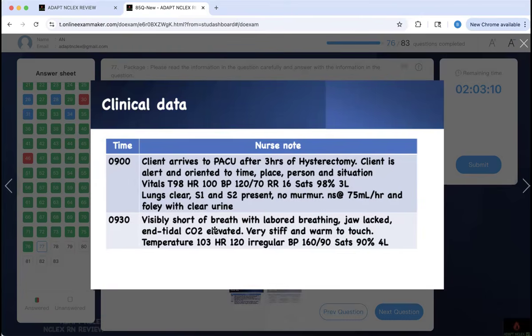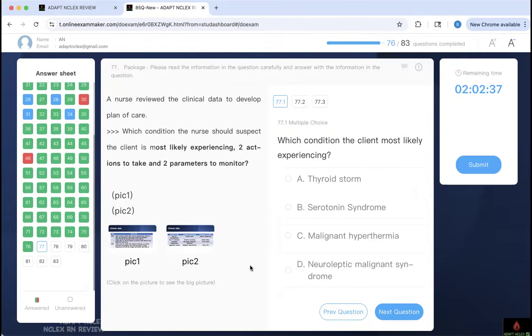Then 30 minutes later, the patient is visibly short of breath. Why? Labored breathing, his jaw is locked, end-tidal CO2 is elevated, very stiff and warm to touch, right? Temperature, tachycardia, blood pressure is high. We're having what? Autonomic dysfunction. What do you think? I just had surgery, all of a sudden, locked jaw, breathing issue, end-tidal CO2, stiff, warm. My temperature is high, up to 103. And then what? Irregular heart rate and blood pressure. What is going on with me?